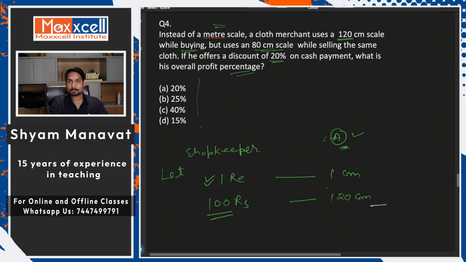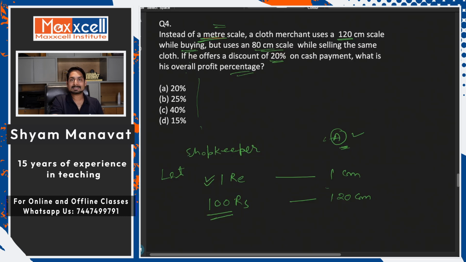The wholesale dealer is saying that, okay, Mr. A says give me 1 meter of cloth. So the wholesale dealer says, okay, pay 100 rupees. So he pays 100 rupees, but while measuring the cloth, he is using 120 centimeters instead of 1 meter. So this part should be clear.